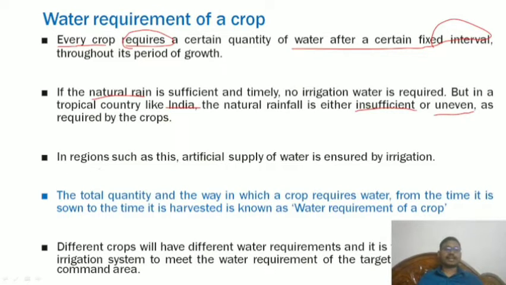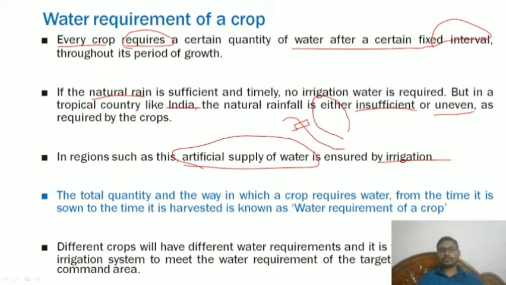In regions such as this, an artificial supply of water is ensured by irrigation. That means if we construct dams, reservoirs, barrages, weirs, or any such structures, then we can supply water to the surrounding areas. For example, if this is a river and we construct a barrage here, then this portion and this portion can be irrigated through a canal system. This is one way of artificially supplying water for irrigation.